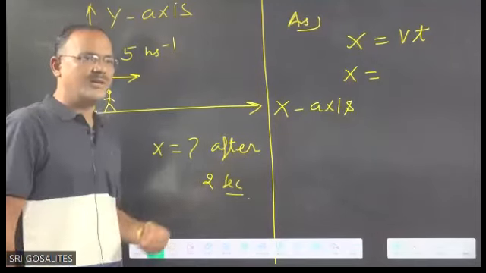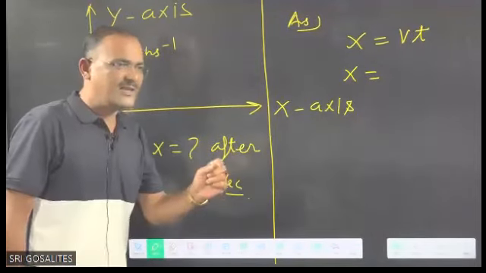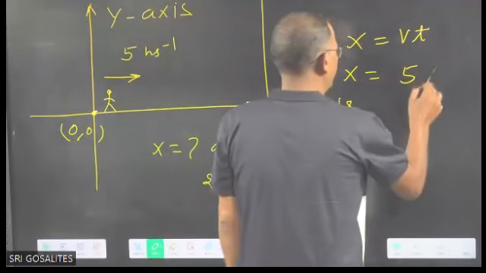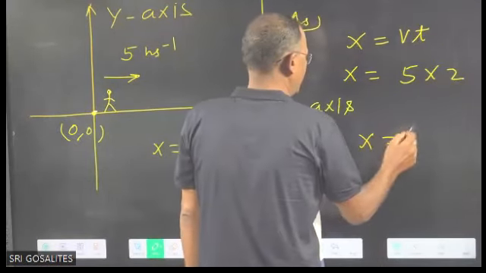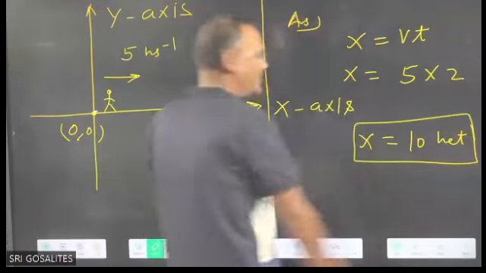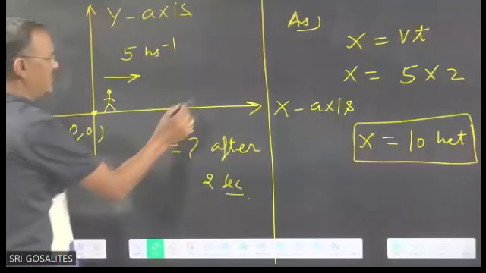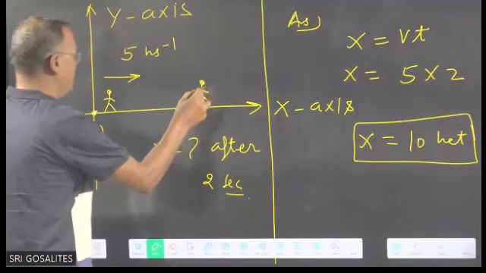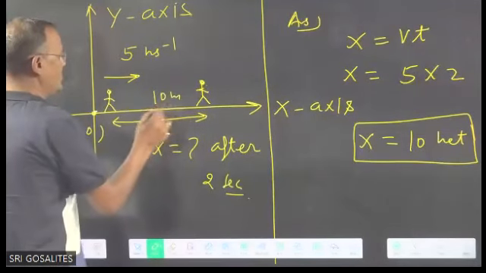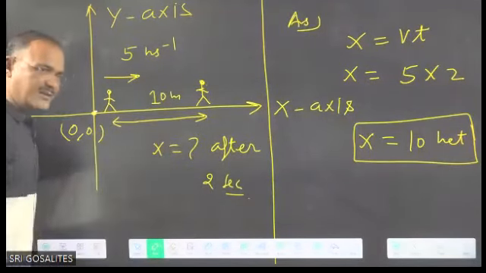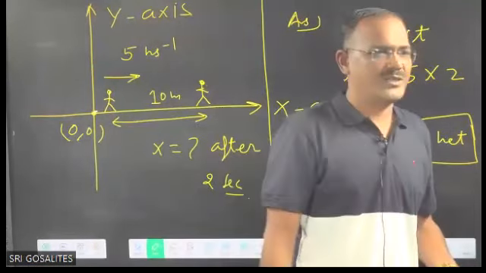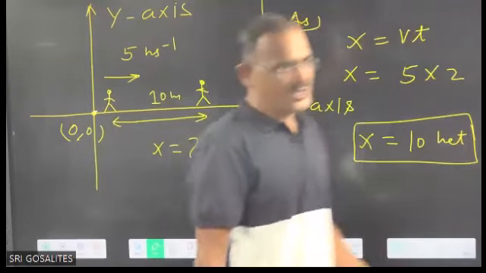इसका मतलब क्या हुआ? What is the meaning of that? In each second, the person is moving by 5 meters. So it is 5 into 2. So what is his x coordinate, beta? 10 meters. Means this boy will be 10 meters away from the origin. Okay. So he is moving only along the x-axis. Means उसका कौन सा coordinate change हो रहा है? Which coordinate is changing for this boy? Only x coordinate is changing for this boy.